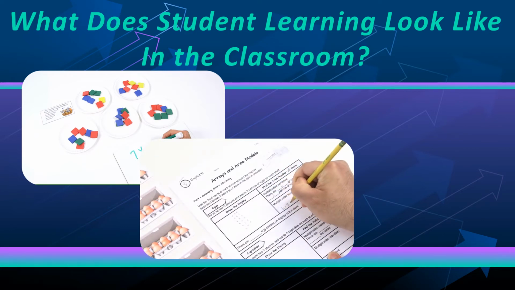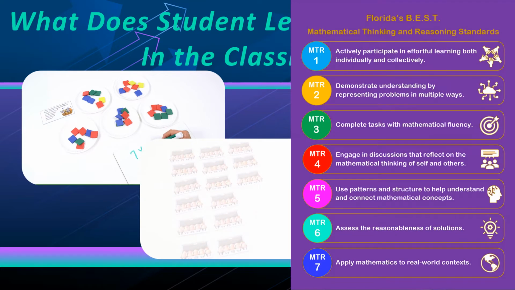When it comes to these concepts and models, we're looking at MTRs 1, 5, and 6. MTR 5, using patterns and structure to help understand and connect mathematical concepts. When we think about multiplication, it is heavily based on number patterns and understanding how those patterns connect. Finally, with MTR 6, assess the reasonableness of solutions. When students use hands-on models and manipulatives, this will support students in understanding if their responses are reasonable and match what they have created.